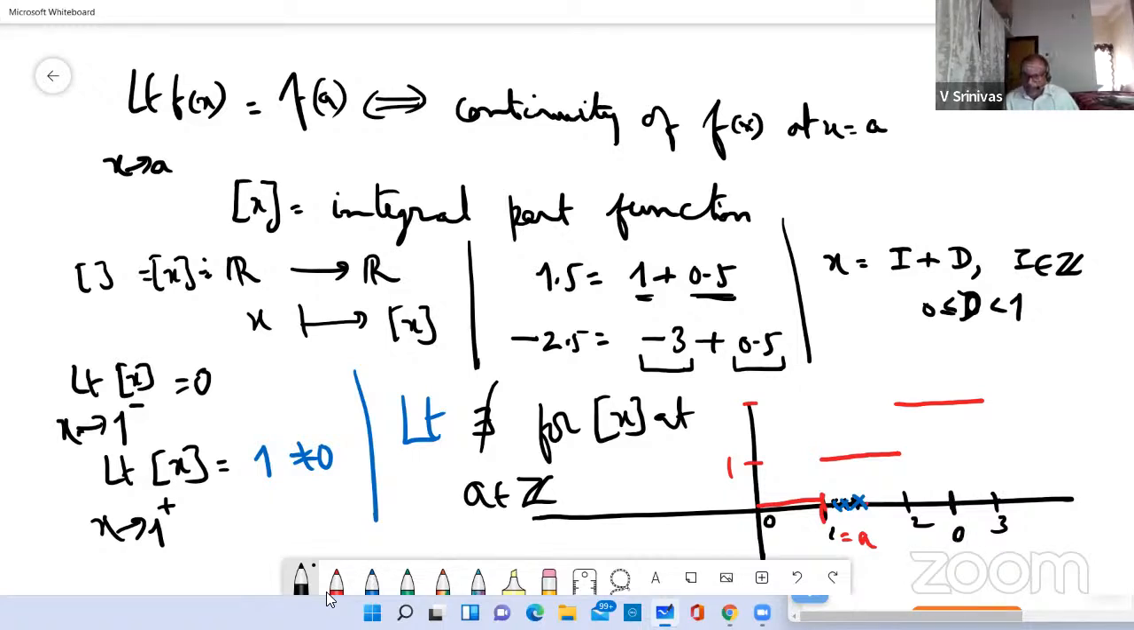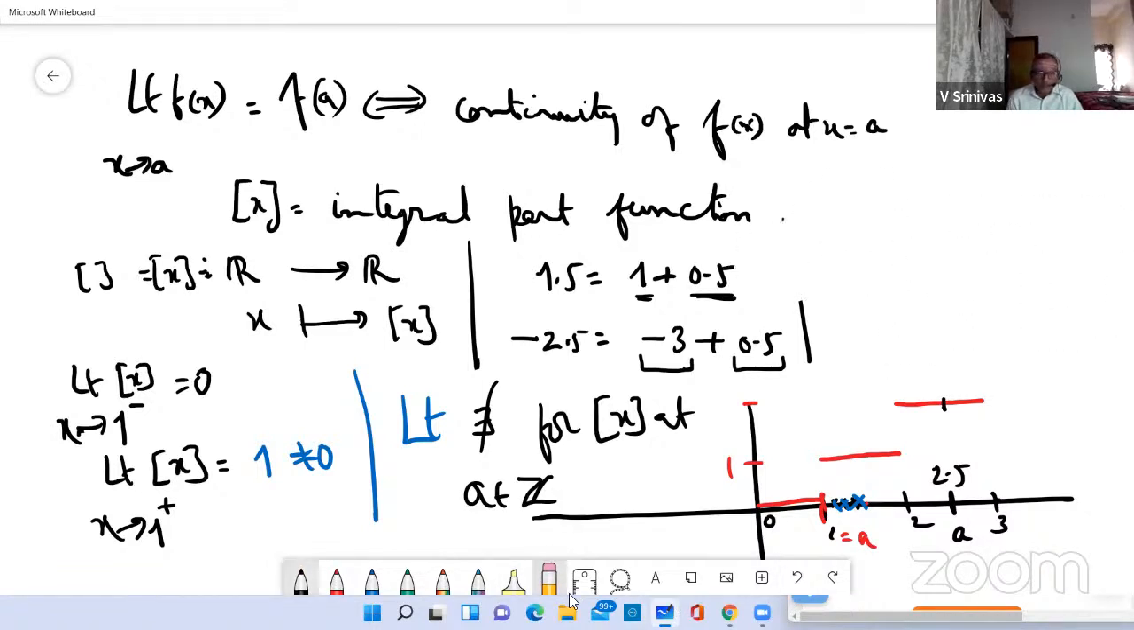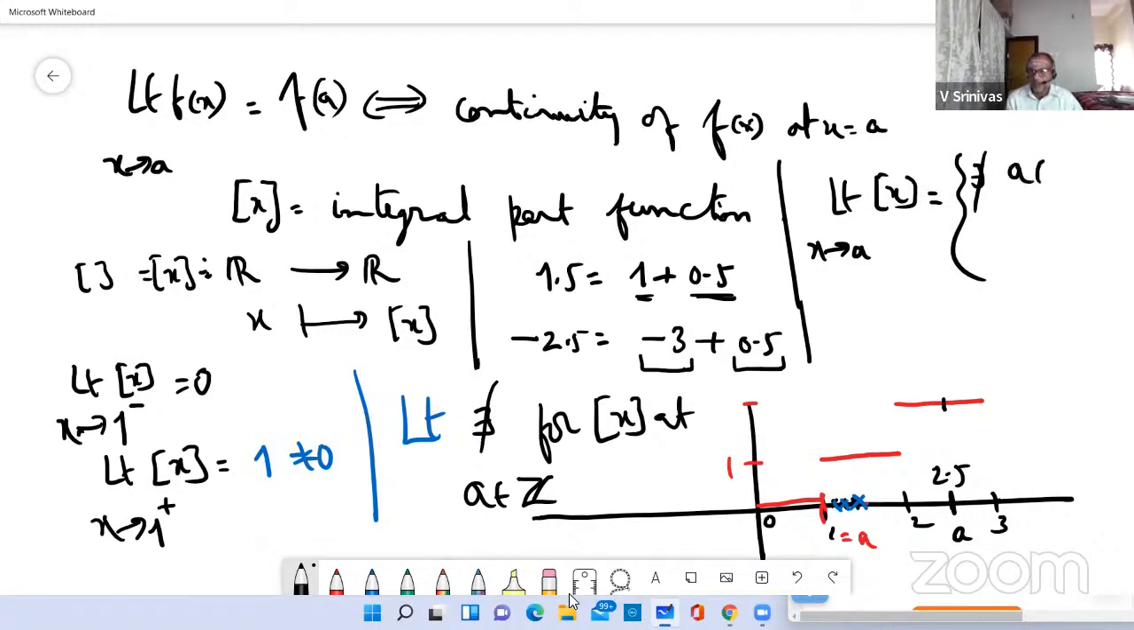At a non-integral point, for example if your a is 2.5, the left hand limit is 2 and the right hand limit is also 2. So I can write like this. I am considering the limit of the integral part of x as x goes to a. If a is an integer, this does not exist. If a is not an integer, then the limit exists. At 2.5, for example, the left hand side limit will be 2 and the right hand side limit will also be 2. So this will be the integral part of a.